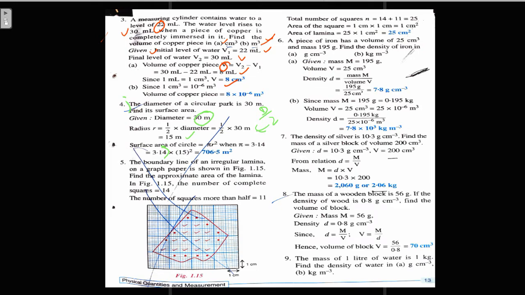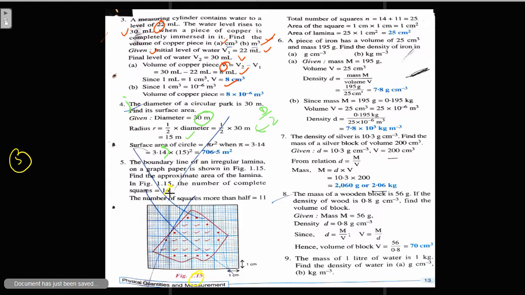So now we will move on to question number 5. The boundary line of an irregular lamina on a graph paper is shown in figure 1.15. Find the approximate area of the lamina. Number of complete squares is 14. The number of squares more than half is 11.